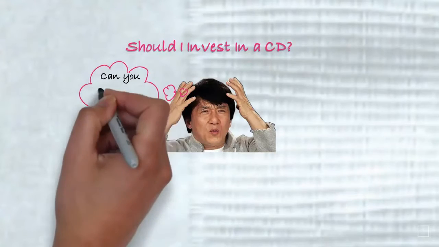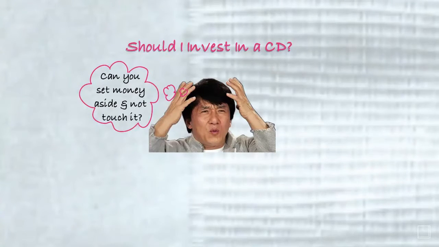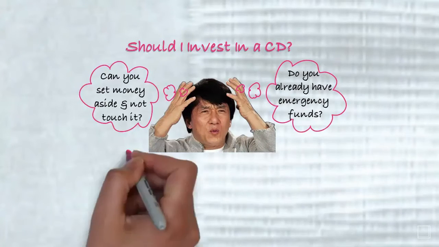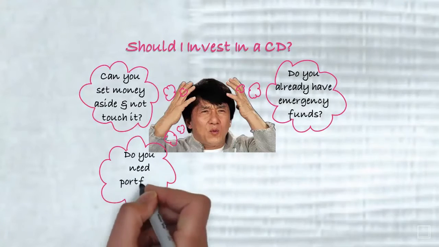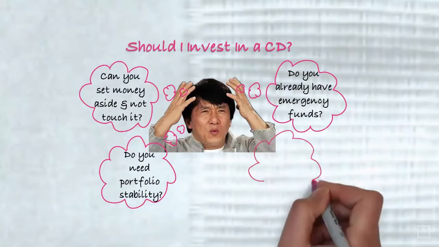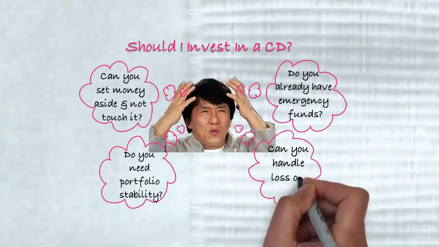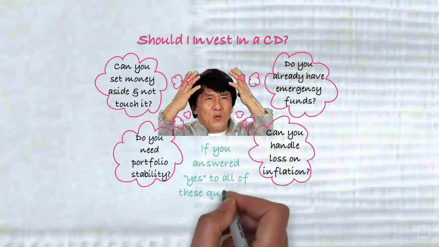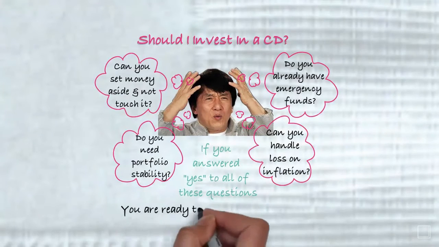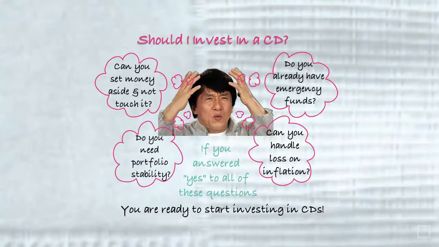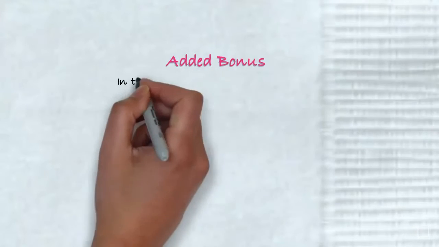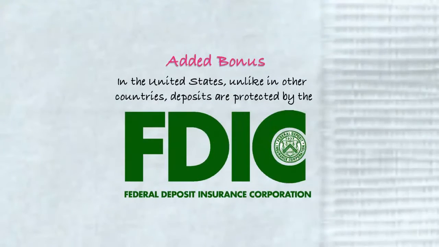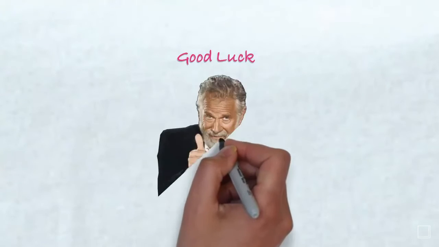So how do you know if this is right for you? 1, are you able to set money aside and not touch it? 2, do you already have an emergency fund, so if something comes up, you can pull the money from the emergency fund and not the CD? If you have wider investments, are you looking for portfolio stability? And are you able to handle loss on inflation? If you answered yes to these questions, then a certificate of deposit might be the right investment for you. As an added bonus, in the US, deposits are protected by the FDIC.